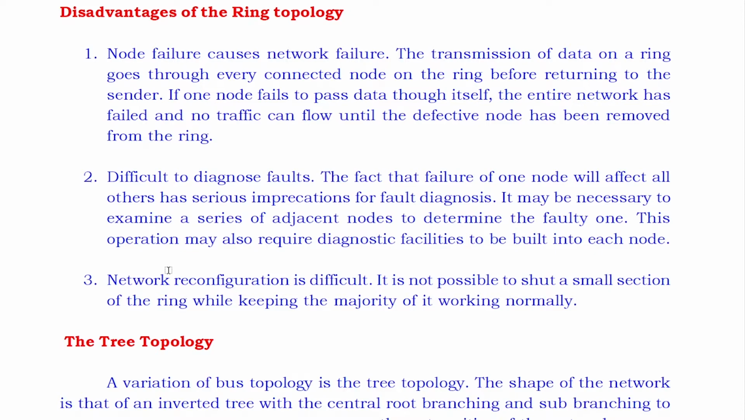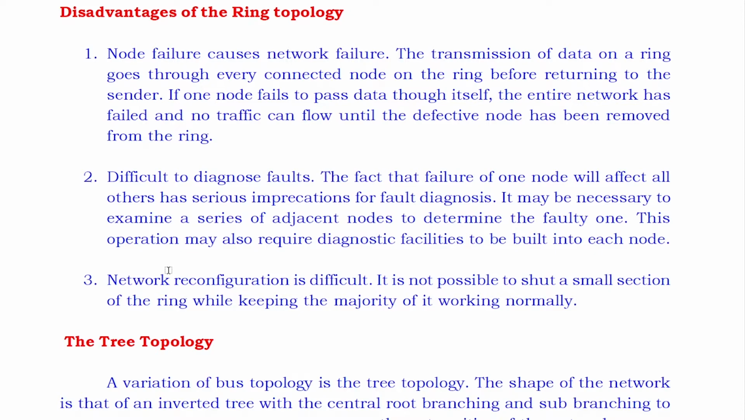The transmission of data on a ring goes through every connected node on the ring before returning to the sender. If a node fails to pass the data through itself, the entire network has failed and no traffic can flow until the defective node has been removed from the ring. So this is the disadvantage. I think it's very easy to understand. There's nothing to be explained. If any one fails, because we already know the data moves from one node to another, then if the second node fails, data will not move from the second node to the third node.